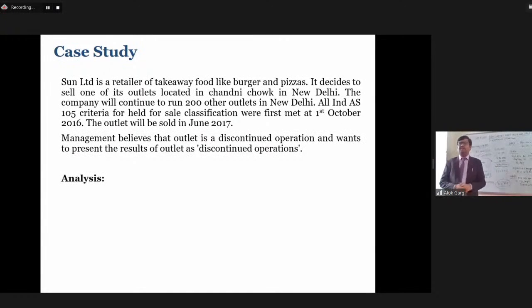So friends, I hope you have understood the concept so far. As far as discontinued operations are concerned, there is a requirement of presentation and disclosure in P&L. I'll explain what the requirement is. But first, what is the case study? Let's discuss this. But before I move on, please confirm you have understood everything so far by heart.